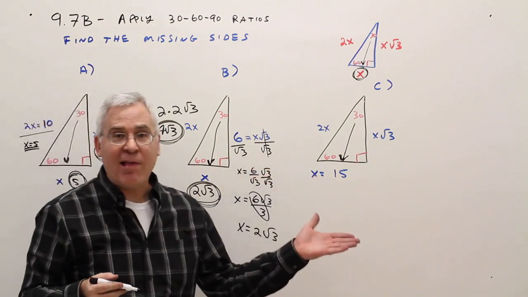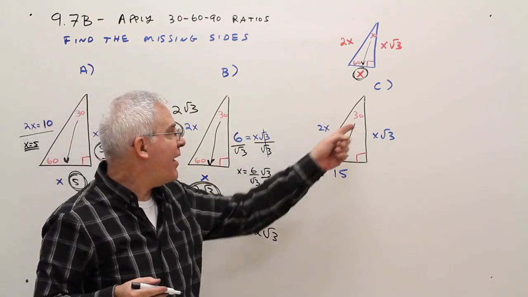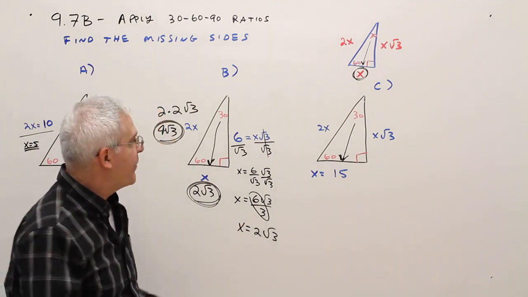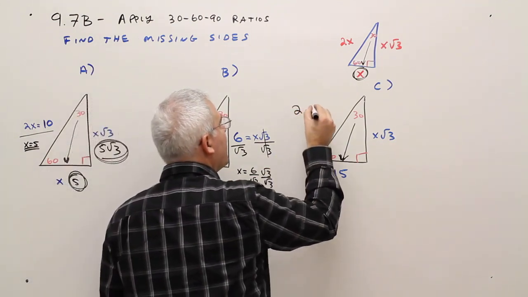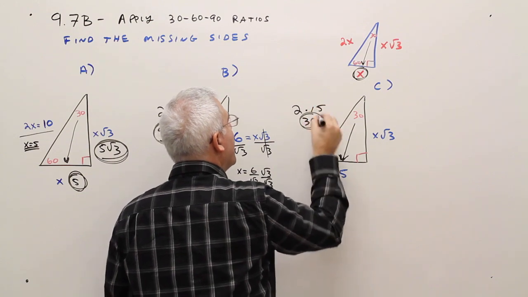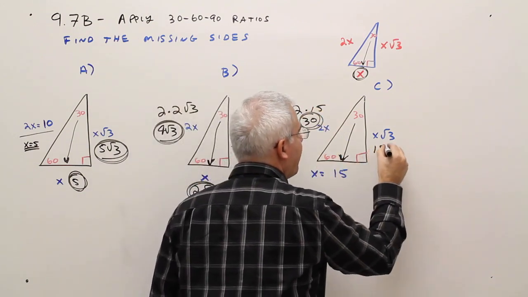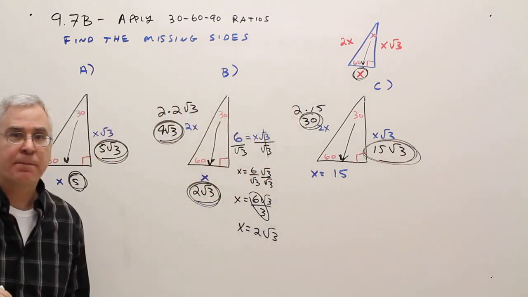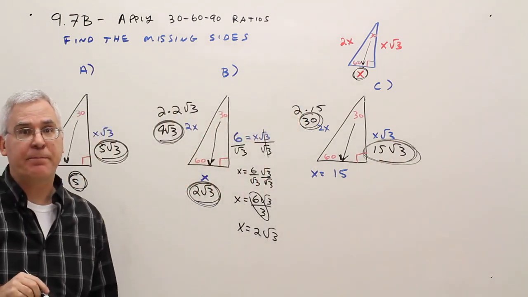Okay? This last case is the easiest one. They give you opposite of 30, so they basically give you x. All right, let's double that. 2 times 15 is 30, and 15 radical 3. That was easy. And then I'll do a couple more coming up.